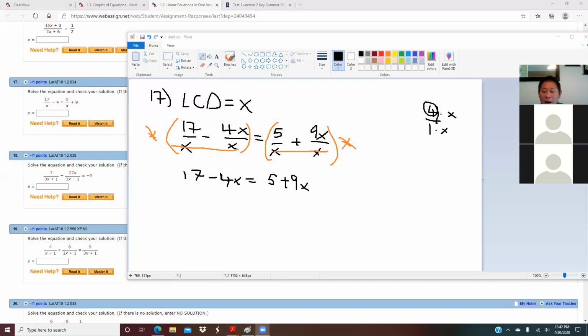Good. So, in order for you to have an identity, both of these two sides must be exactly the same. They are not the same, so it's not an identity. So your answer in this case is 12 over 13.